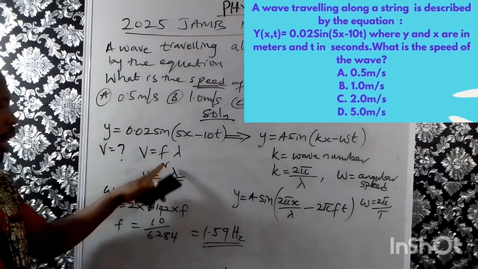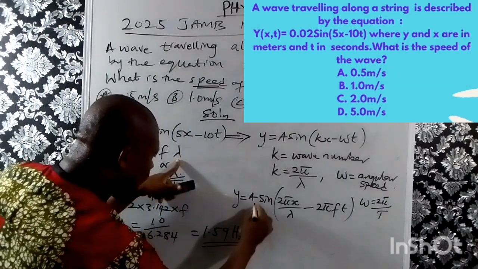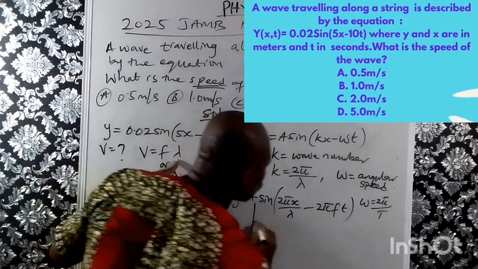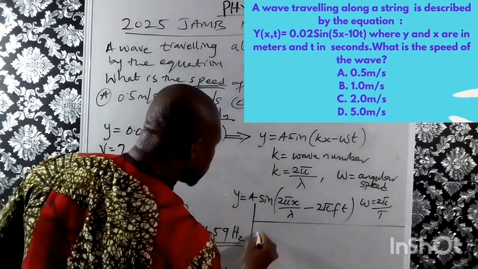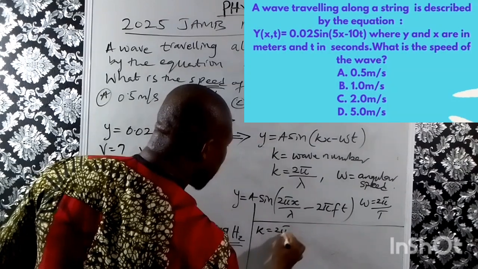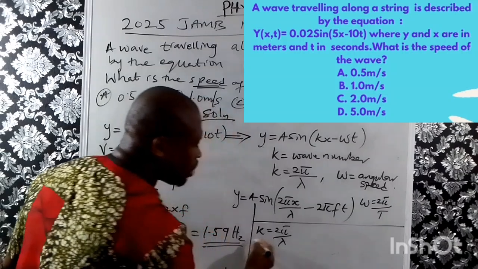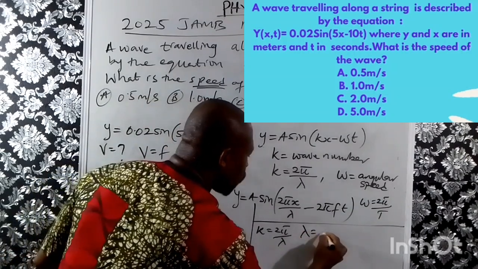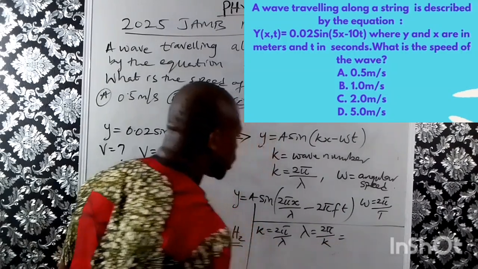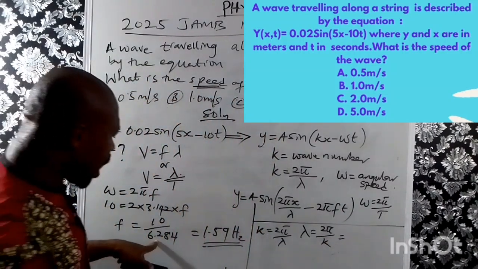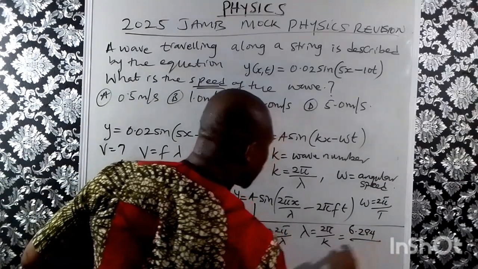Let us find our lambda. If we want to find lambda, we use this: k is equal to 2 pi all over lambda. Make lambda the subject here. If you make lambda the subject by cross multiplying, lambda will give us 2 pi all over k. Of course, 2 pi is this value, 6.284, all over k.